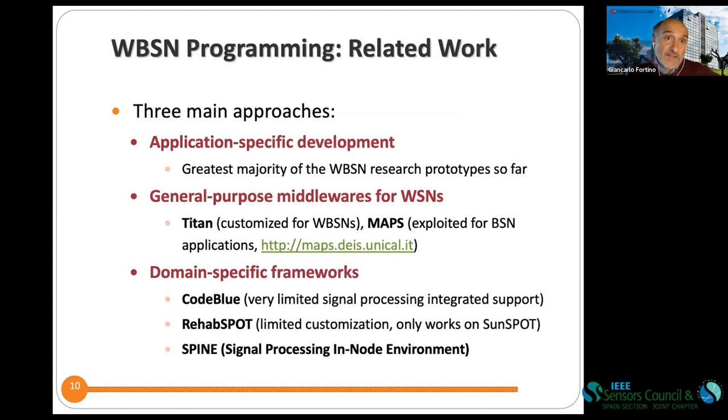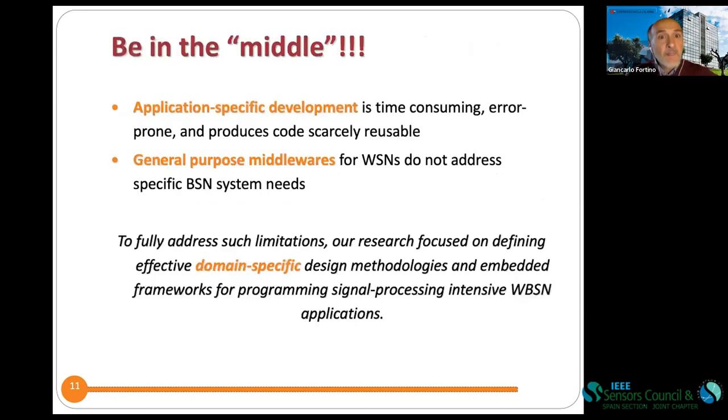Of course, this comes from an in-depth analysis we performed in the last years. There are three main approaches in developing body sensor networks, and we are in the third one, that is domain-specific framework. So SPINE is a domain-specific framework. The idea of the domain-specific framework is that it is a general purpose approach, and on one side, it is able to have the same characteristics as application-specific approaches. On the other side, it is able to include important abstractions, so many characteristics deriving from general purpose middlewares.